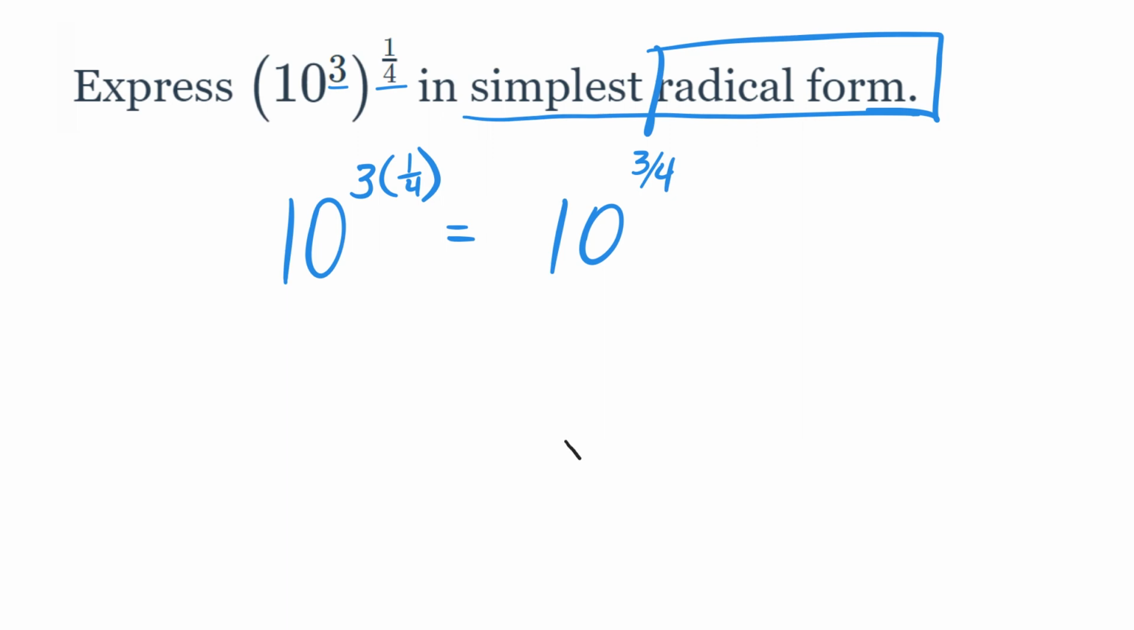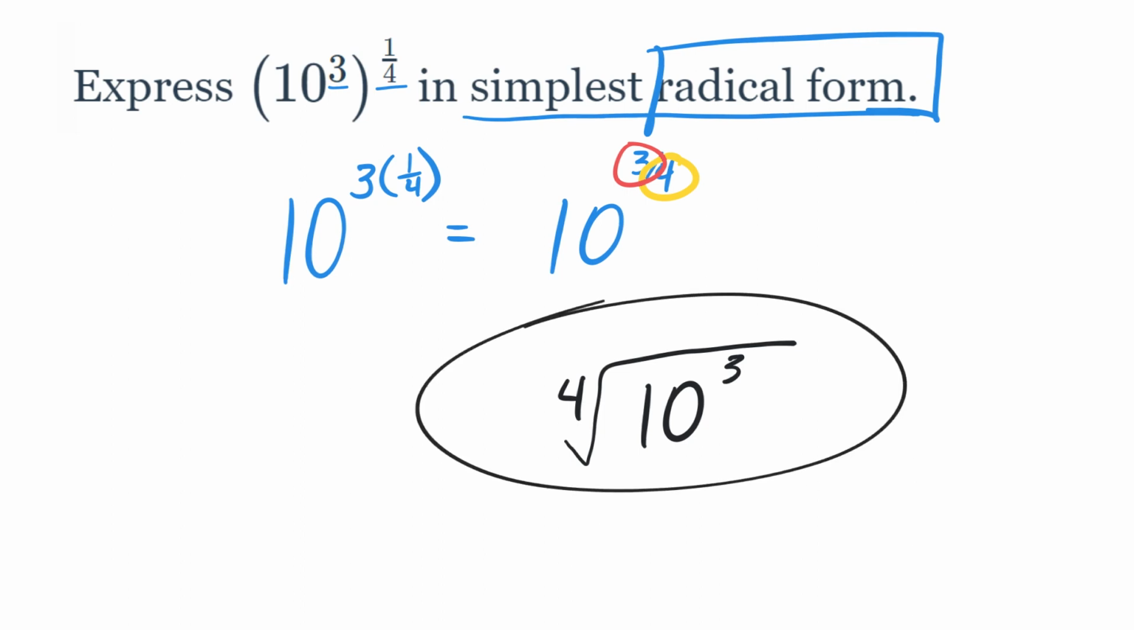Once we have that, we're going to convert it to a radical. And just like we've been doing, the base number is the base number. So in this case, that was 10. The index is the denominator. So this is going to be 4. And the numerator is the power attached to our value 10. You could technically put a parentheses, but it's unnecessary. So this would be the simplified radical form for this particular question.